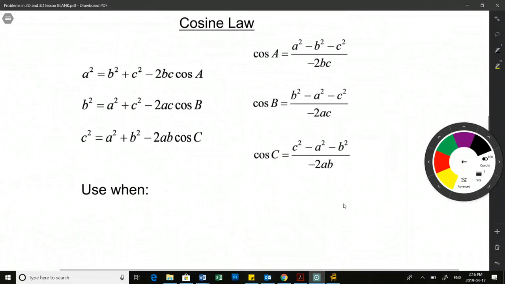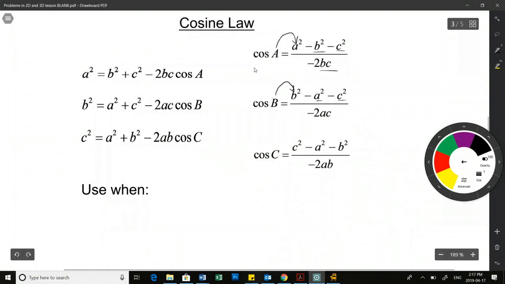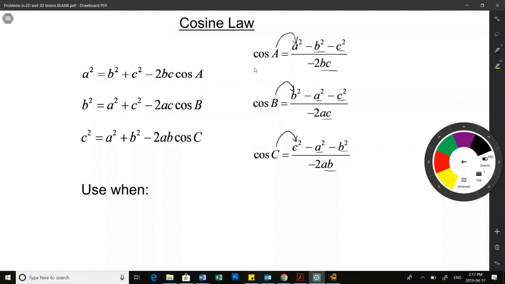Cosine law has a bunch of different varieties. Just to understand these, you'll notice that for angle A, the first thing I start with in this cosine law is side a, and then I use b and c in the rest of the formula. If I'm doing angle B, I change this first thing to side b, and then I use a and c in the rest of the formula. And if I change this to c, this is side c right here, and I use sides a and b in the rest of the formula. So it changes according to what side you have there.